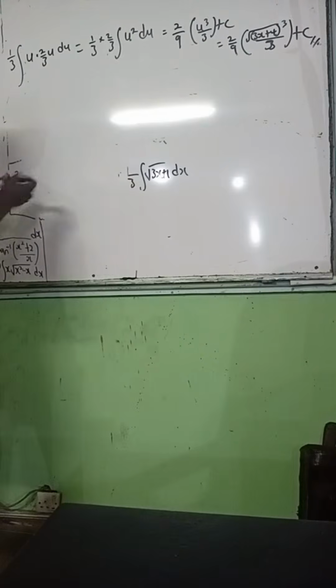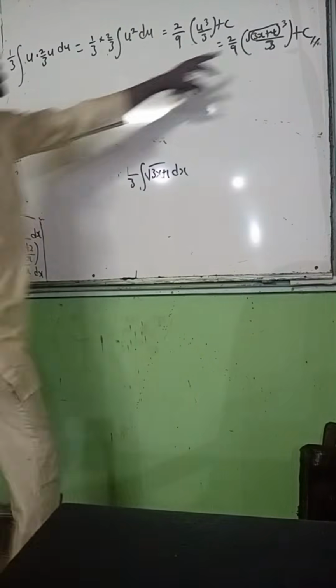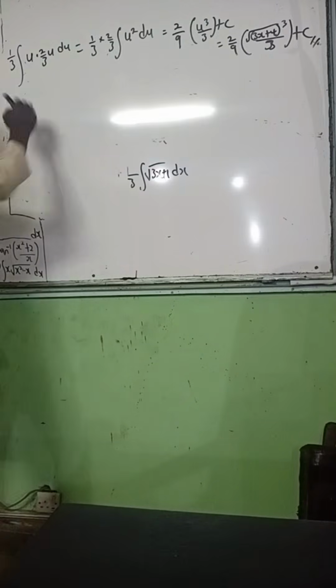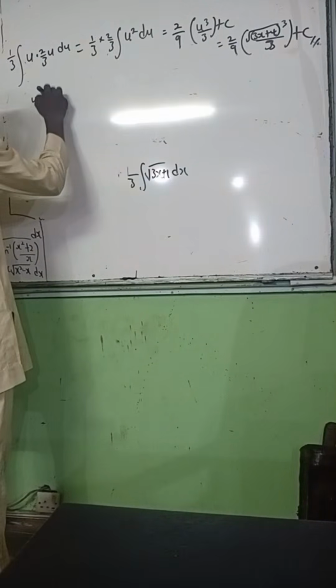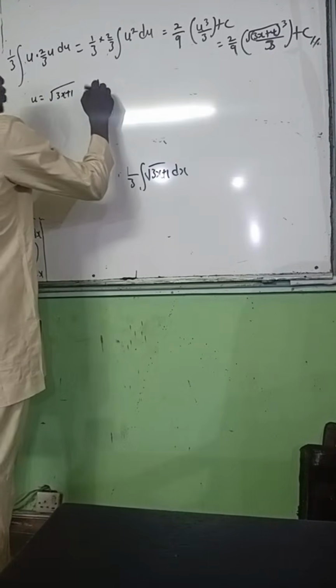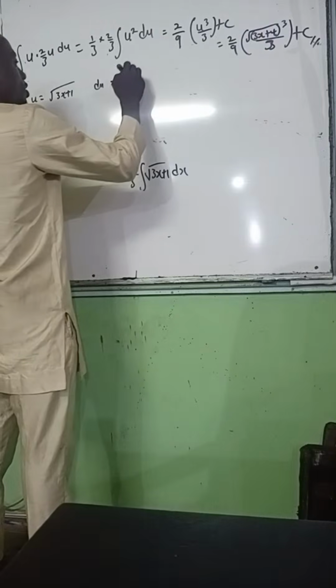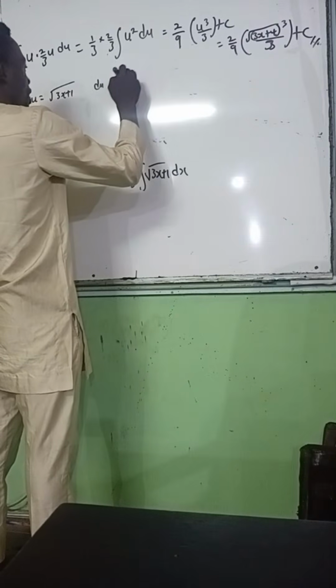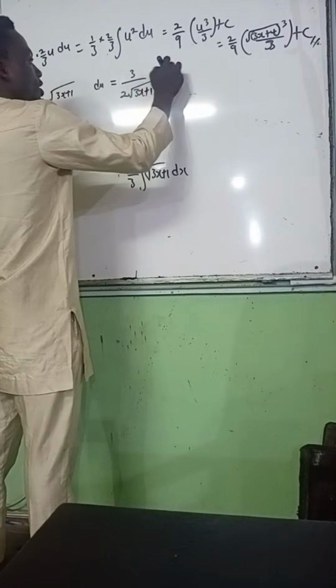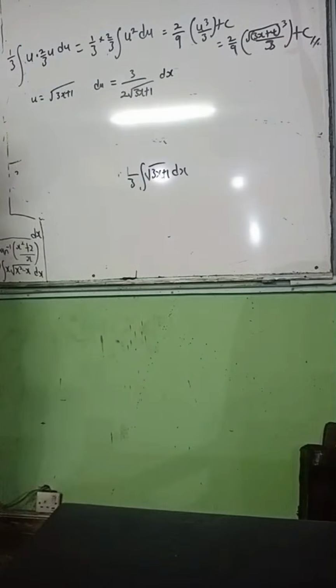So this is the second part. This is the answer to the first part. When we do the second part, we now add the two together. For the second part, let u be what? Root 3x plus 1. So du equals to what? 3 over 2 root 3x plus 1 dx. Isn't it? Right?